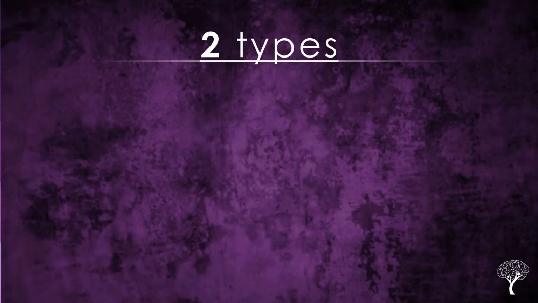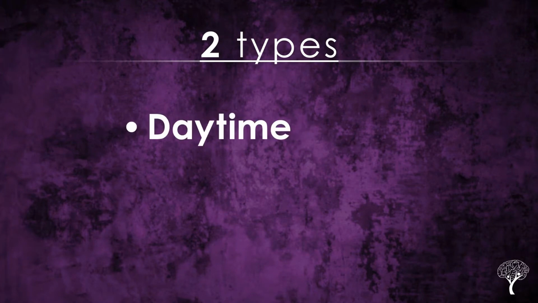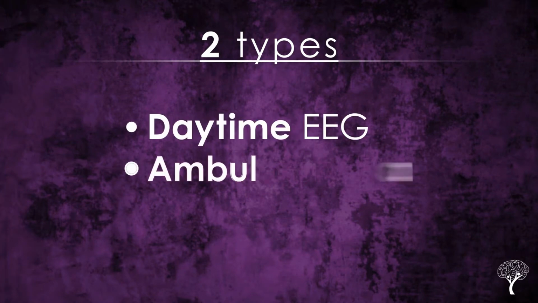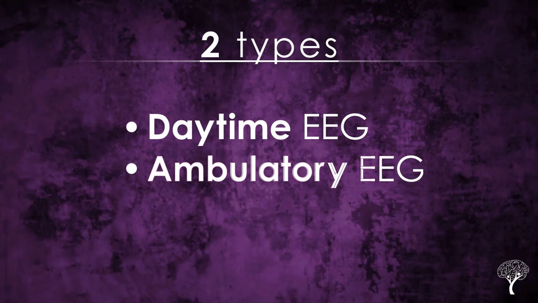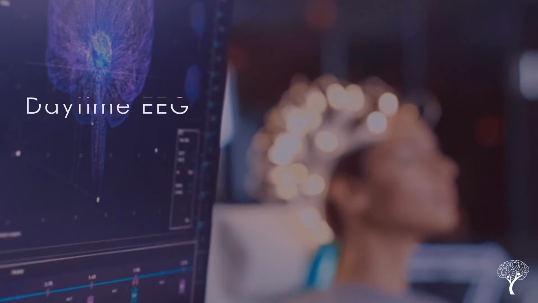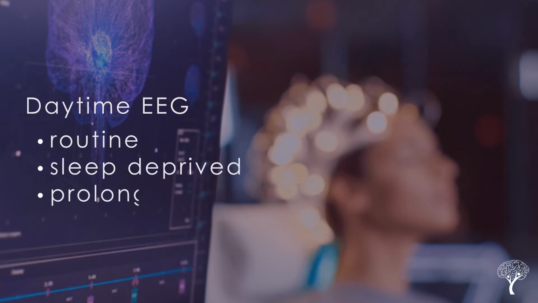Our clinic conducts two different types of EEG tests, including daytime EEG and ambulatory EEG. Let's go into more detail regarding each one. The daytime EEG consists of three types: routine, sleep-deprived, and prolonged video. All are done in our clinic's lab while being continuously monitored by video.